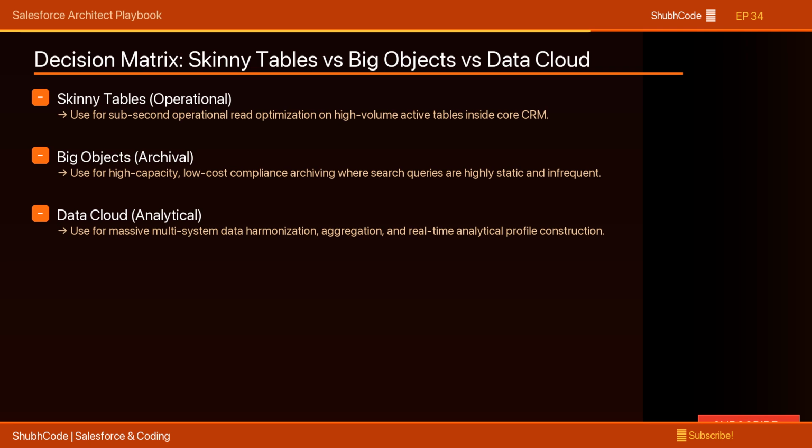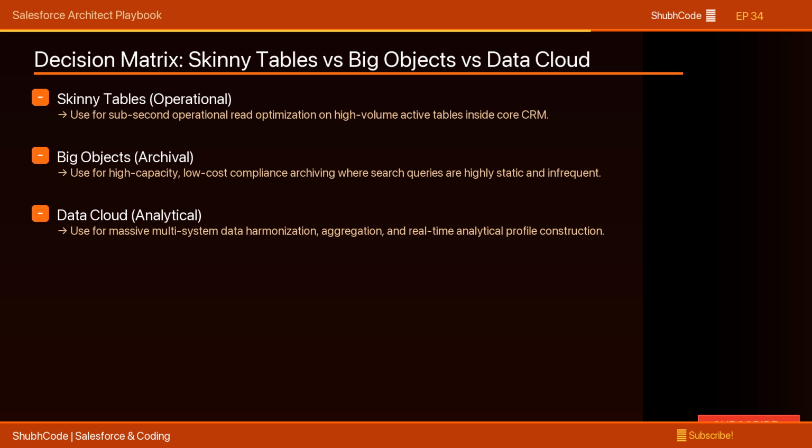Skinny tables are designed specifically for high-frequency, sub-second operational queries on active data within Salesforce core. They do not increase your storage limits and are strictly focused on read performance optimization for volumes under 100 million records. In contrast, big objects are ideal for cold archival data where you need to store billions of records cheaply inside Salesforce, but they suffer from extremely limited query capabilities.